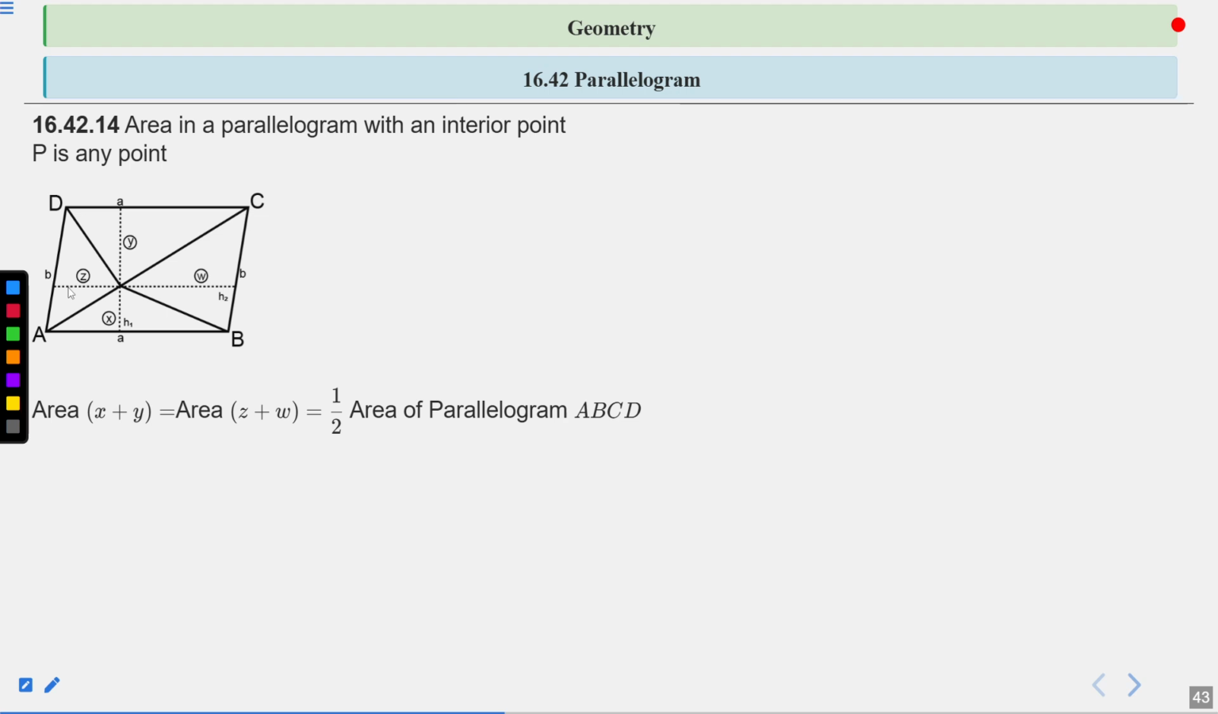So x represents this area, y represents this area, w represents this area, and z represents this area. So the area of x plus y equals z plus w, or we can say half of the area of the parallelogram. So half of a into h1 equals half of b into h2.